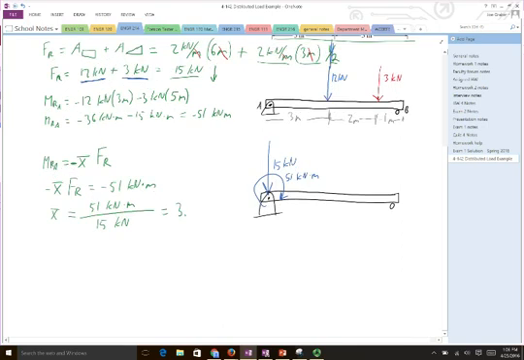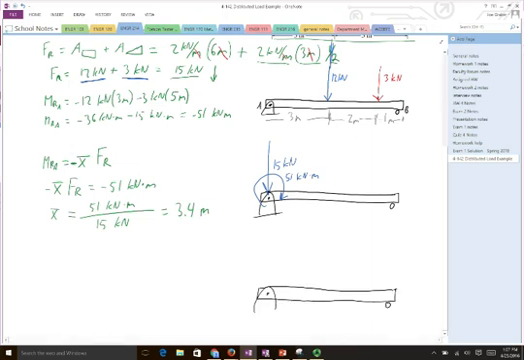x bar is 3.4 meters. And what is that telling me? Well, that's telling me if I move the resultant force of 15 kilonewtons 3.4 meters from A, I'm going to produce the same moment as the distributed load did. So we now have our third equivalent system.